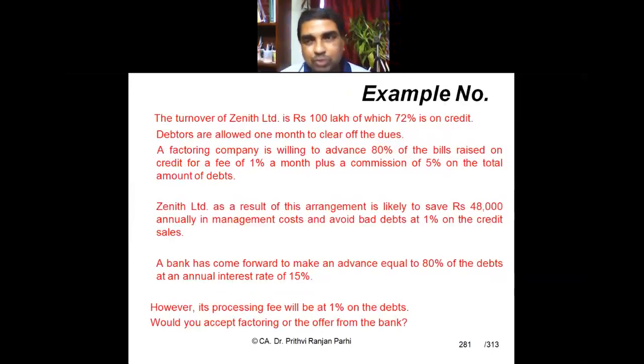We are going to solve this question now. Please read this question. The turnover of Zenith Limited is 100 lakh, of which 72% is on credit. Here you see sales is this much, 100 lakh. So you have to find out how much of it is credit sales. The remaining portion is cash sales. Right, now let's proceed.